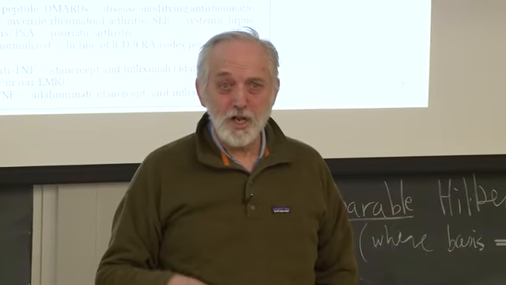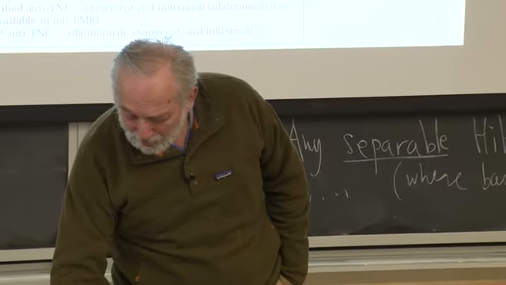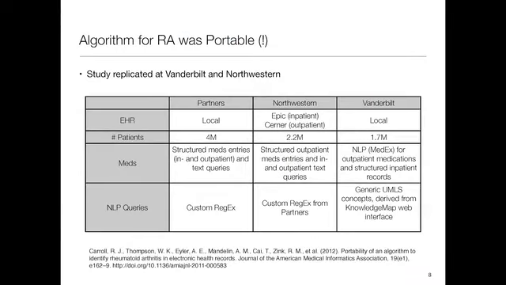All right. So here's an interesting thing. This group, I was not involved in this particular project, said, well, could we replicate this study at Vanderbilt and at Northwestern University? So we have colleagues in those places. They also have electronic medical record systems. They also are interested in identifying people with rheumatoid arthritis. And so partners had about 4 million patients. Northwestern had 2.2. Vanderbilt had 1.7.